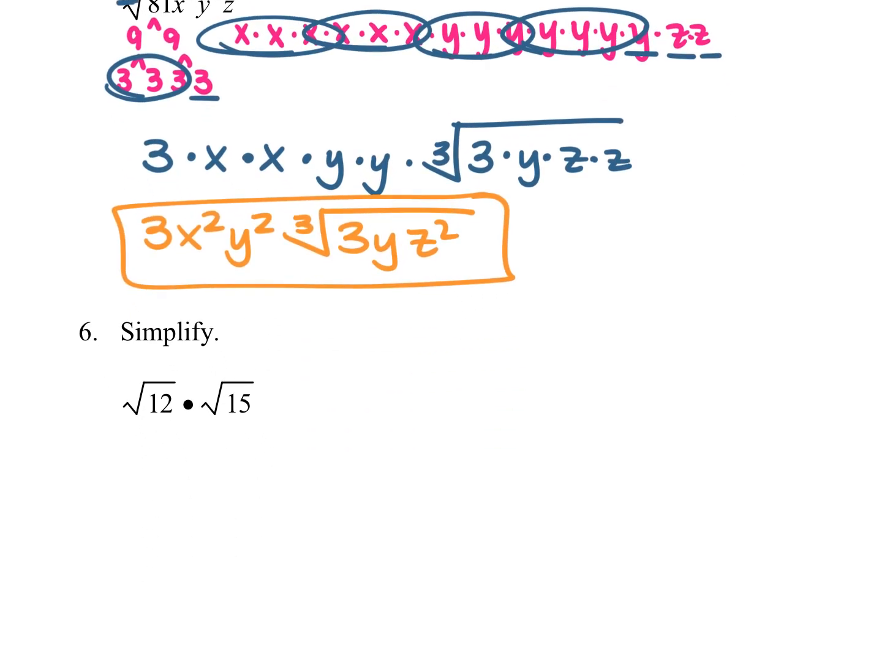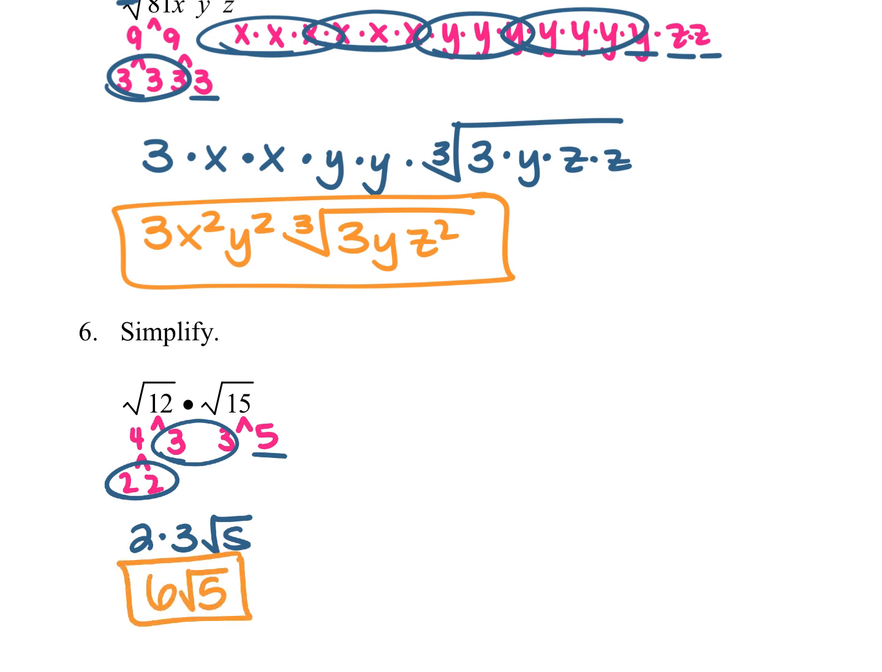From here for 6, we have the square root of 12 times the square root of 15. Instead of multiplying these two, find the factors of each of them. The 12 is 4 and 3. 4 is 2 and 2. 15 is 3 and 5. So together, the 2's group up, the 5's group up. That's 2 times 3. The 5 stays under since it's left over. So this just simplifies to be 6 square root 5.